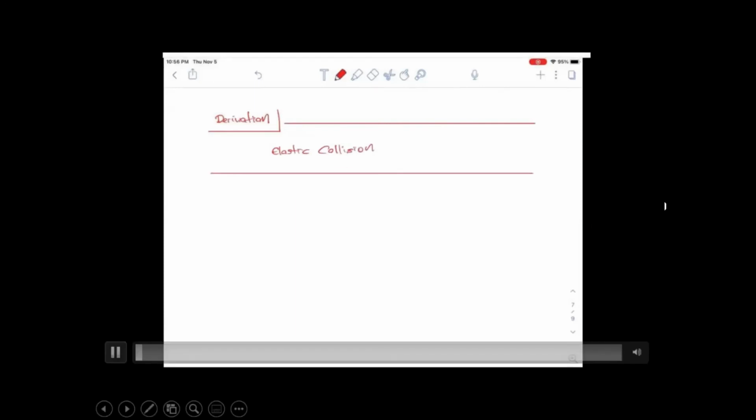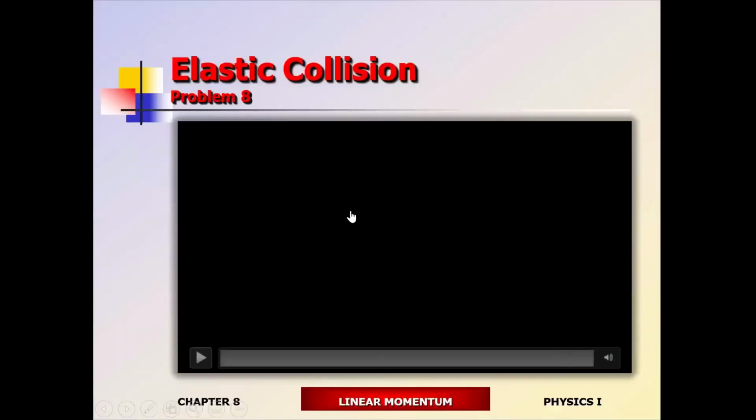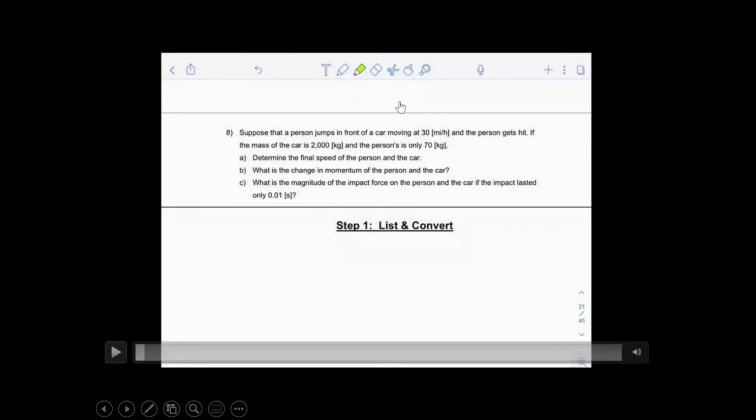So the question is, when you apply it to real life, what do we come up with? This is the problem that we were looking at. The person is going to get hit by a car going 30 miles per hour.